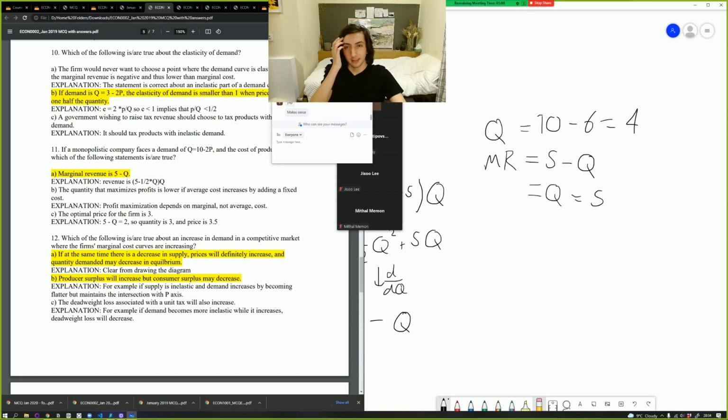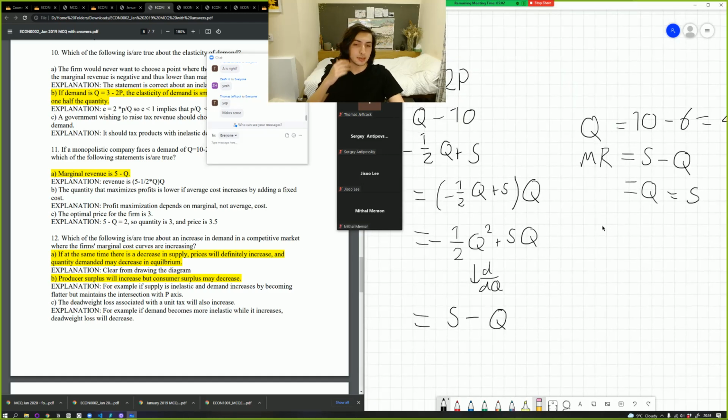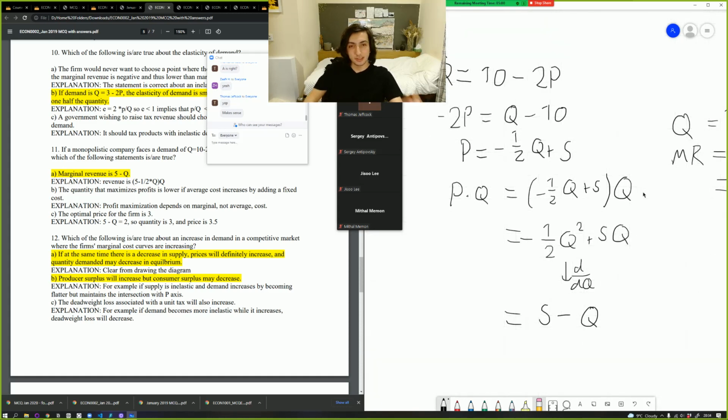Sorry, may I ask how you did the 5 minus Q from the previous step? Is that the differentiation? Yes. So you isolate P on the left-hand side, and you get an equation for P in terms of Q. Then it's P times Q to represent revenue. So you've got this equation over here, and then you differentiate it and you get the marginal revenue.